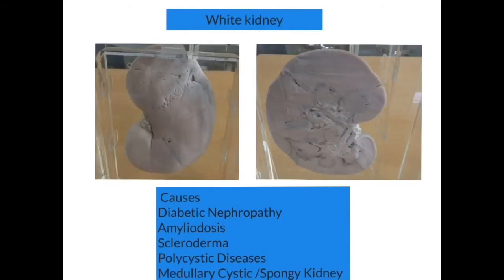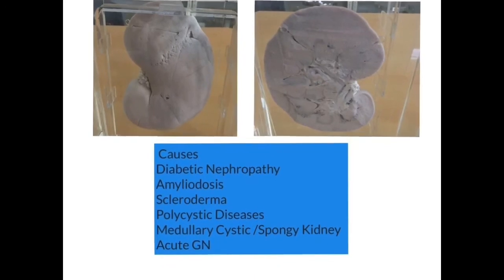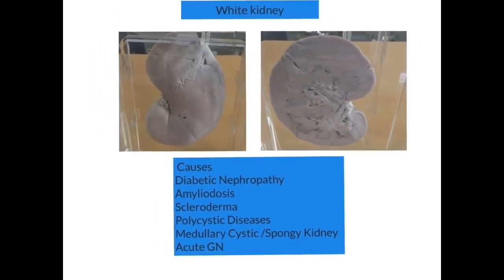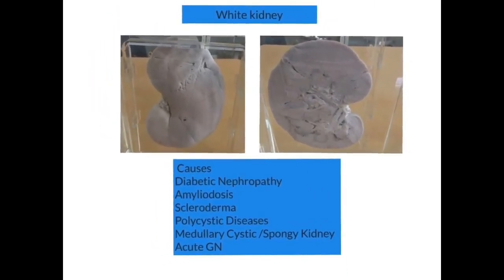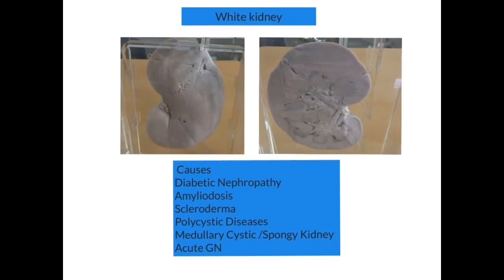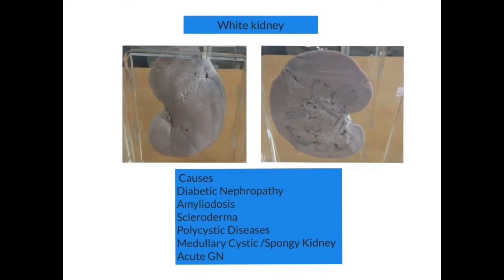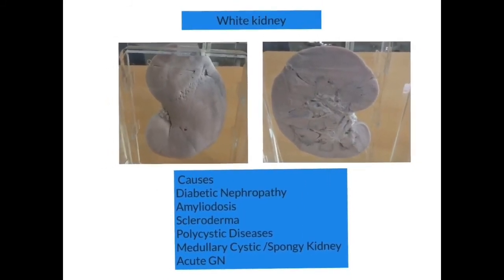Coming to the next one, the white kidney. So what is there in the white kidney? Why is it white and an enlarged kidney? These are the causes: diabetic nephropathy, amyloidosis, scleroderma, polycystic disease, medullary cystic or spongy kidney, and acute glomerulonephritis. So please remember what is meant by a white enlarged kidney.